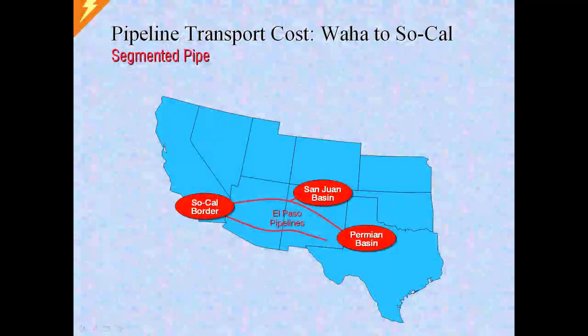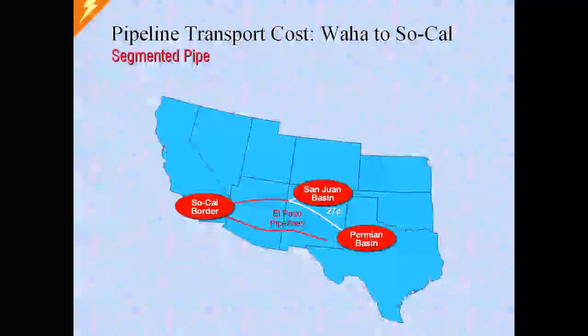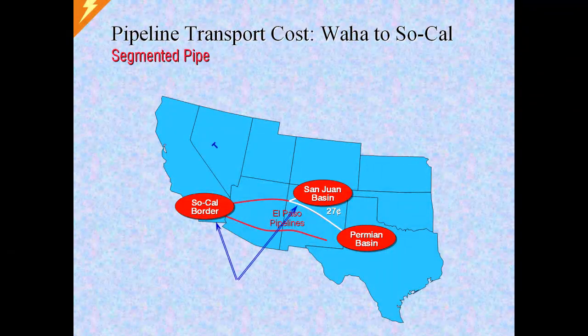Let's refine this a bit further. What if we were to move gas on the pipeline from Permian to San Juan? This we know costs 27 cents. But for the second leg, we don't use the pipeline. We trade the basis. We want to segment the pipeline. The question is, what will this cost?